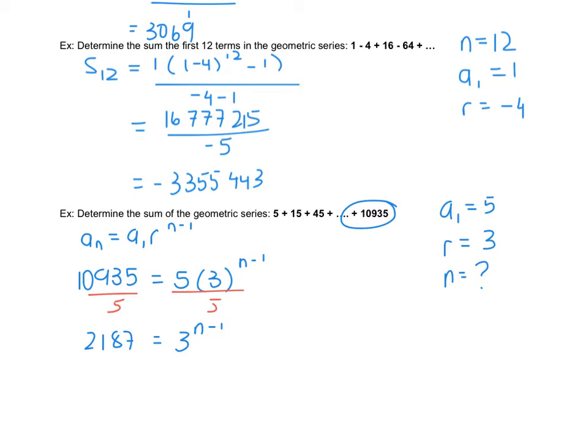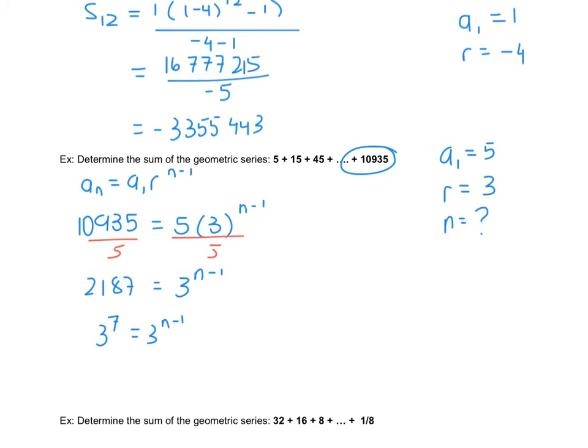Now, to solve an exponential equation, we're going to get a common base. So 3 to the power of 7 is actually 2,187. And then if I set my exponents equal to each other, 7 equals n minus 1. Bring the negative 1 over. We have 8 terms in total.